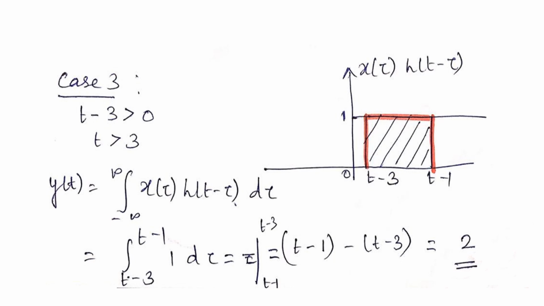So now we have the limits as t minus 3. The product exists between t minus 3 to t minus 1 of amplitude 1 d tau. On integrating and substituting the limits, we get a constant 2. So this is how we have case 3, where the signal is totally moved to the right side, completely to the positive values of t.